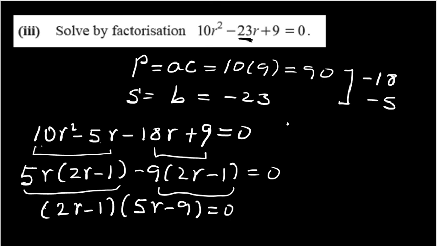Then what does this mean? We have two possibilities now. 2r minus 1 is equal to 0. That means when you reshuffle and shift and solve it, the r value will be 1 over 2. This is one answer.